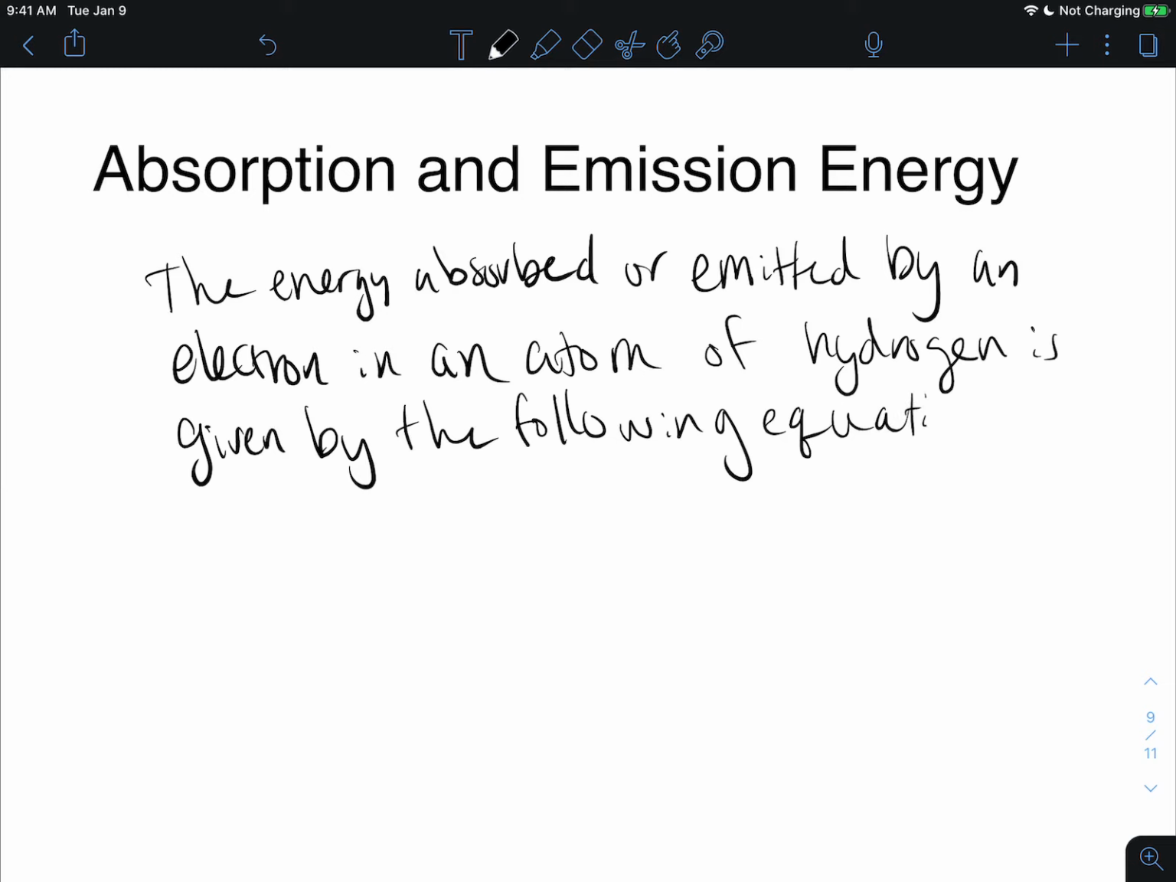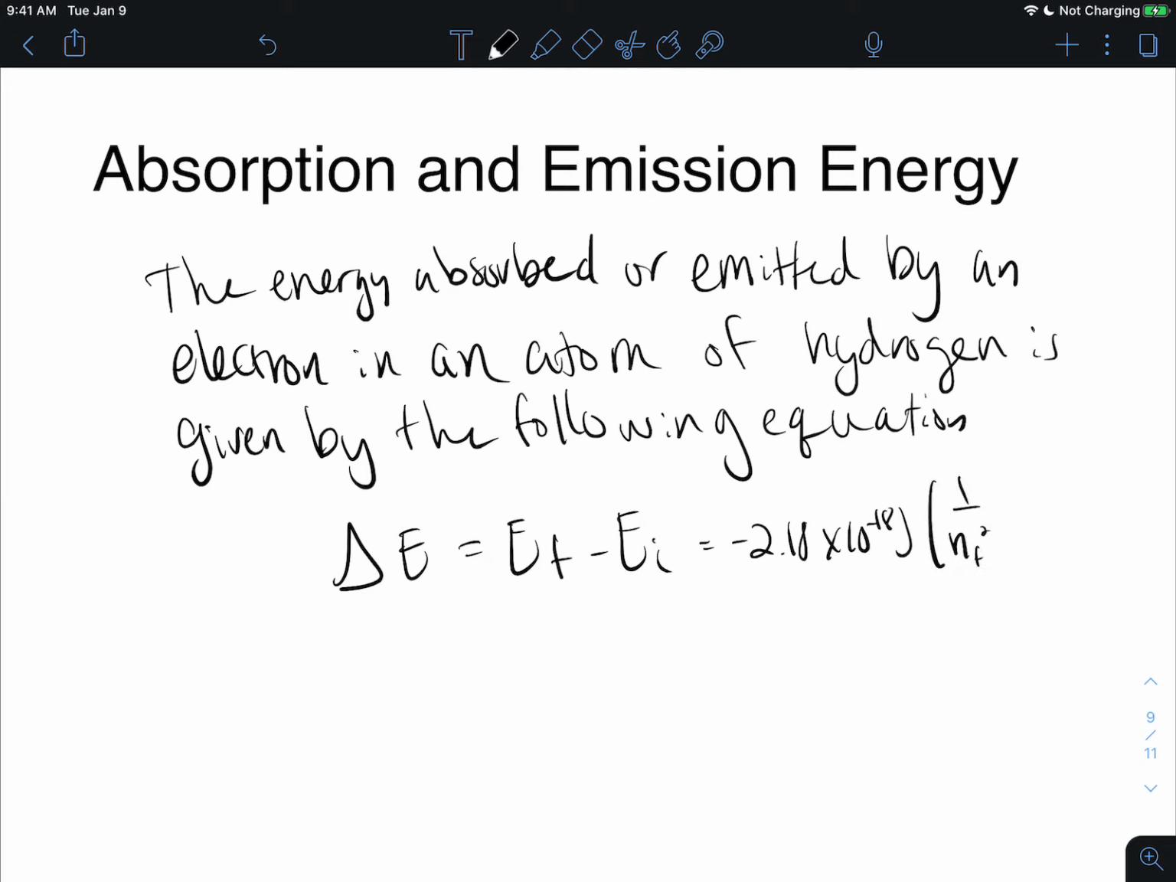So we're just going to take the equation we looked at earlier and do a change. Our delta E is our E final minus E initial. Using that equation we just looked at a minute ago for the orbital energies themselves, we can put those in here, and what we get is negative 2.18 times 10 to the negative 18 joules times 1 over n final squared minus 1 over n initial squared. Now the nice thing about this equation is it doesn't matter if n final or n initial is larger, it is just going to describe what's going on.